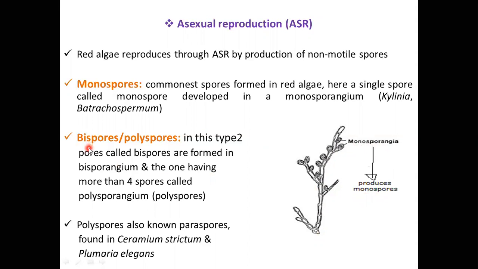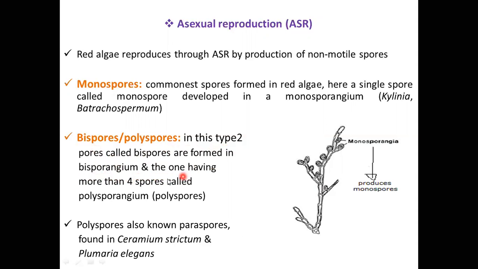The next type of spores found in red algae are known as bispores or polyspores. As the name indicates, bispore means two spores, and polyspores mean more than four spores, or many spores. Bispores are formed in a sporangium known as a bisporangium. So bispores are two spores, bi means two, and they are formed in a bisporangium.